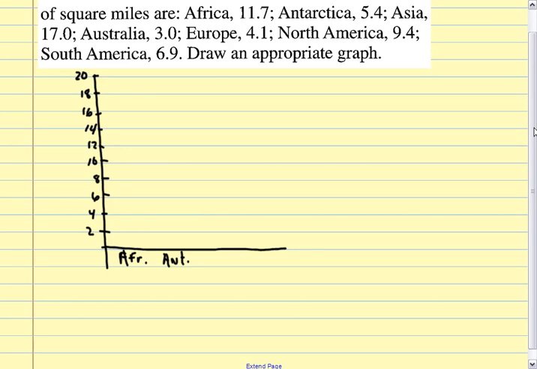Africa goes up to 11.7, so that's about right here. Close to it. Not all the way up to 12. Oh, my pen is a little below 12. Okay? Antarctica is 5.4, so that's about right here, I think. Okay, there we go. And Asia's next. Now remember, Asia was 17? So that's way up here.